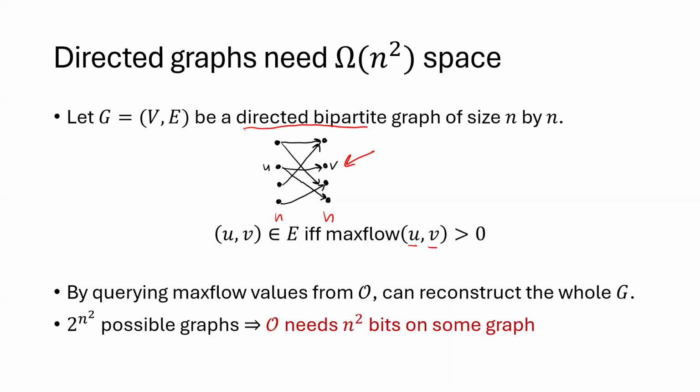But there are so many graphs, right? You basically encode n squared bits. So this data structure would need to spend n squared space. You can count that there are this many possible graphs, so one graph means this many bits. So okay, n squared space for the directed graph, that's kind of clear.